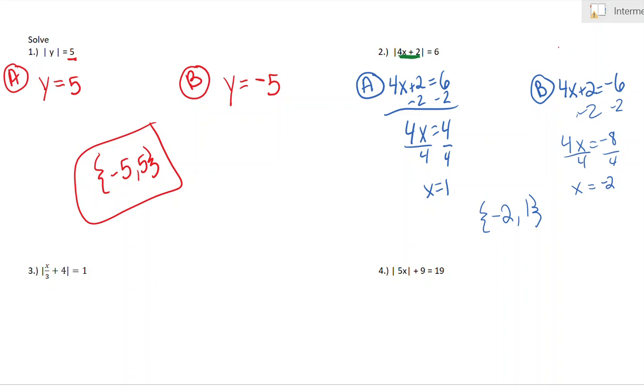A way that we can always double check these solutions is if we plug them in. So if I plug in negative 2, my check: 4 times negative 2 is negative 8, plus 2. That gives me negative 6. But remember, those are in absolute values, and the absolute value of that is 6. When I plug in 1, it's 4 times 1, which is 4, and add 2, again absolute value. That's the absolute value of 6, which is 6.